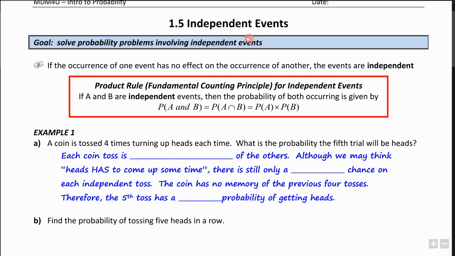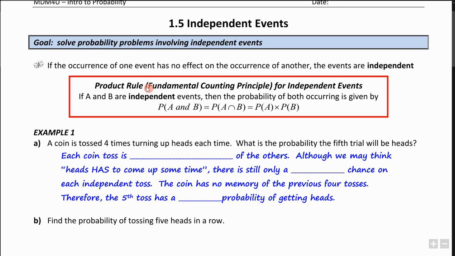Independent events. We're nearing the end of our first chapter, and in this lesson I'm going to study the probability of calculating independent events. This means if the occurrence of one event has no effect on the occurrence of another event, then the events are independent of each other.